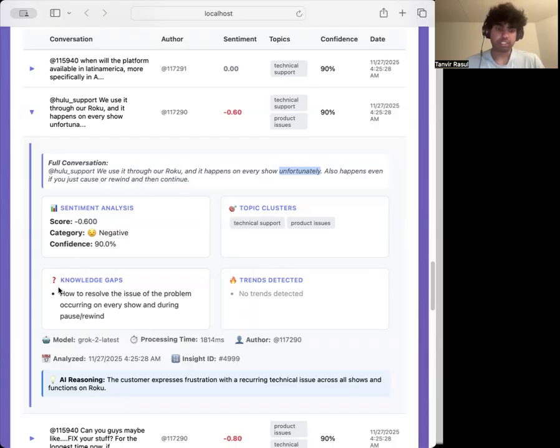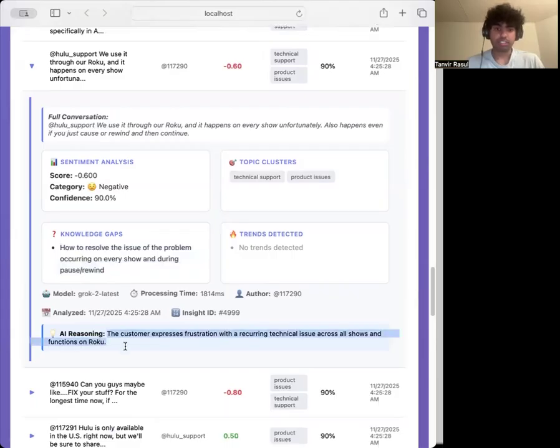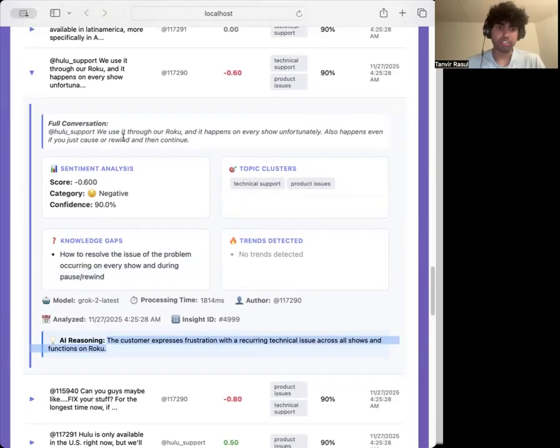It also has identified knowledge gaps. The knowledge gap in this situation is how to resolve the issue of the problem occurring on every show and during pause slash rewind. It can also detect trends, but for this one, there are no trends detected. And it even has AI reasoning for its analysis, like why it gave it a negative score. The AI's reasoning in this case was the customer expresses frustration with a recurring technical issue across all shows and functions on Roku. And if you read through the sentence, it kind of matches that explanation.